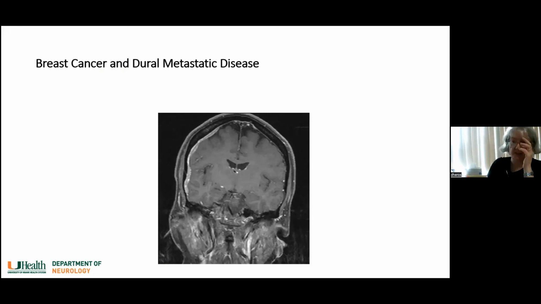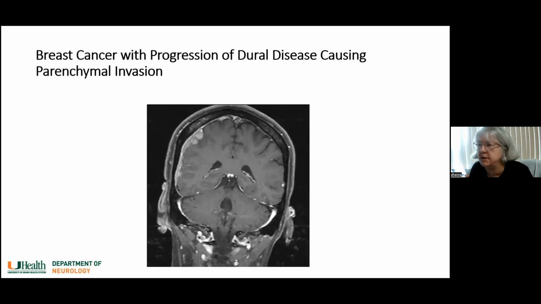So here's a spectrum of patients with breast cancer. This is a woman who developed dural involvement. She declined radiation for a very long time. And from this dural involvement, she's at risk for brain involvement and leptomeningeal disease. So unfortunately, because she declined radiation, we have the opportunity to see the complication, and you can see the cortical invasion, seizure activity occurred, and she developed leptomeningeal disease.